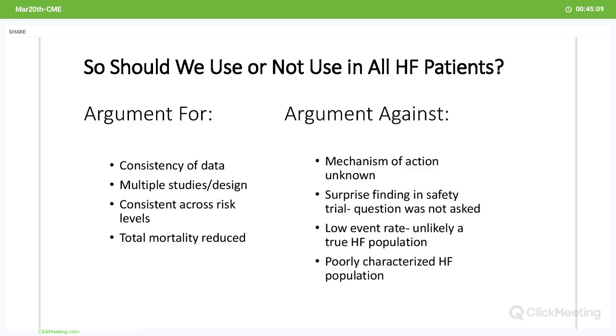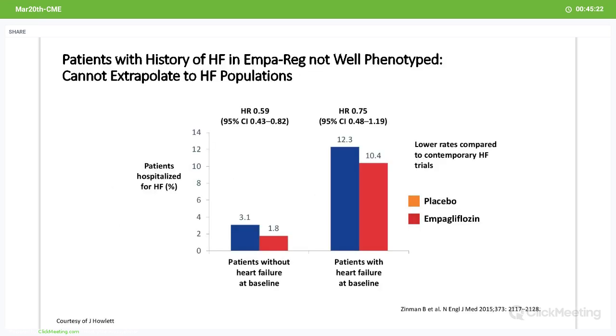We don't know the mechanism of action. The trials weren't designed to answer these questions specifically. They weren't heart failure trials. And their event rates were lower than you would expect if this was a real heart failure population. And it just speaks to the fact that patients with heart failure in these studies were not well characterized.